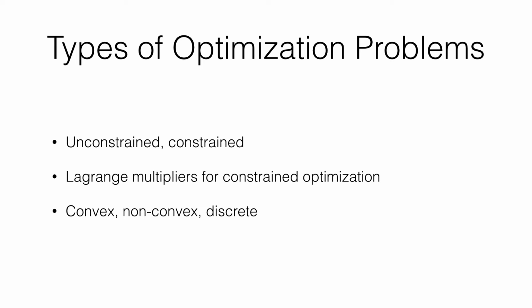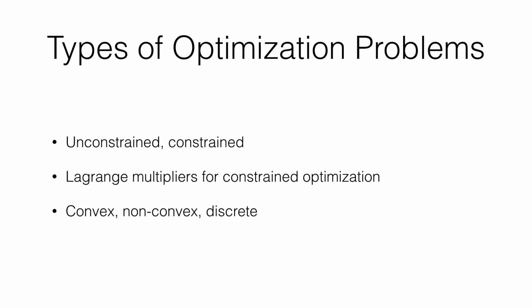So I'll talk about different types of optimization problems. Like I said, we'll talk about whether they're constrained. I'll briefly mention Lagrange multipliers for constrained optimization, which will explain how we can think of constrained optimization as unconstrained optimization. And then we'll talk about convex objectives, non-convex, and discrete objectives.